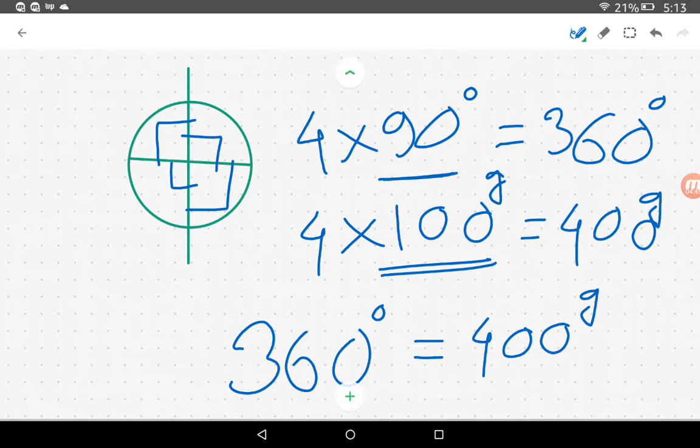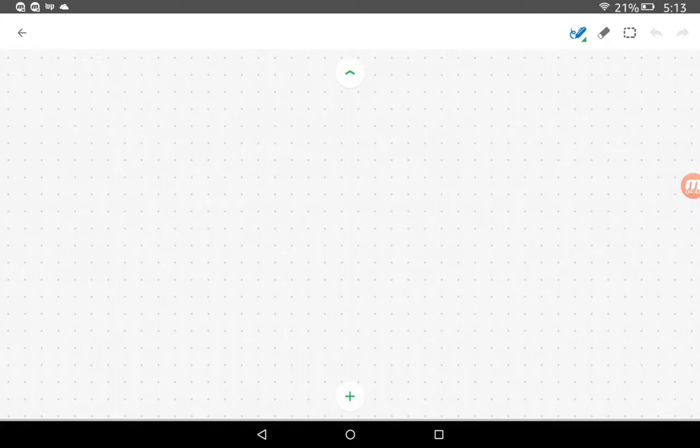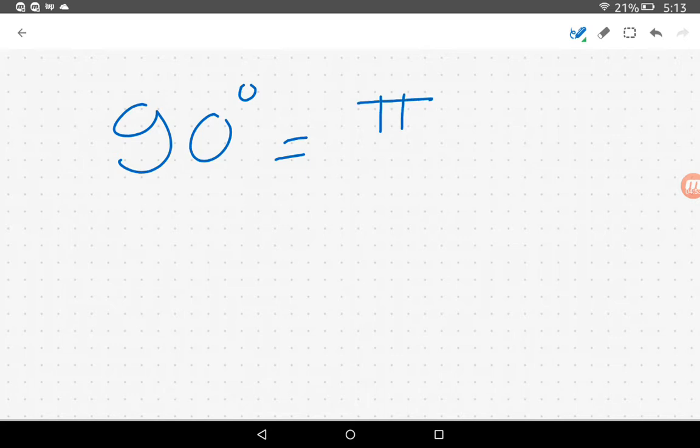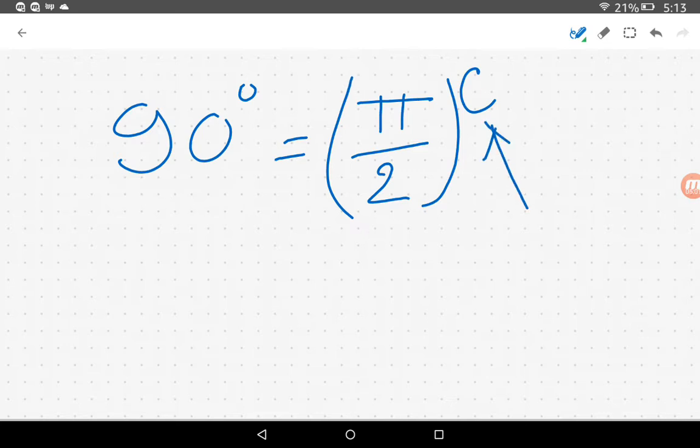Okay, fine. Now we know that 90 degrees is equal to pi by 2 radians. One thing to be noted: radian is symbolized as c. Why is c used for representing radian? Because c comes from the idea of circular measurement. So you can easily understand that radian is very much related to the concept of a circle.